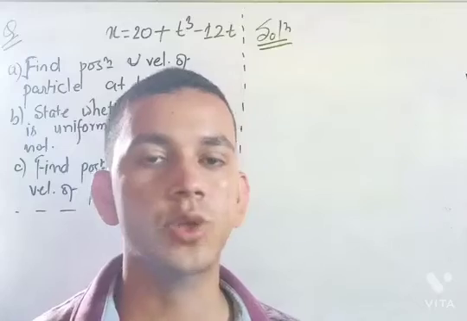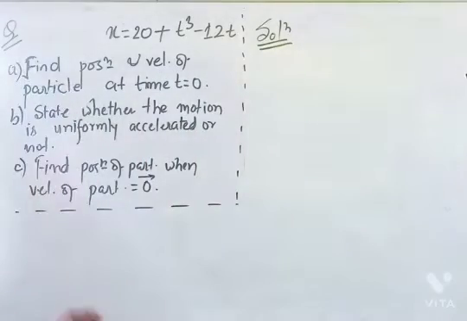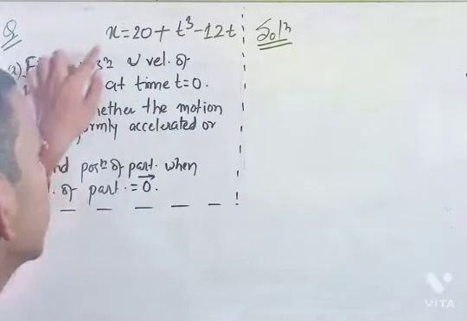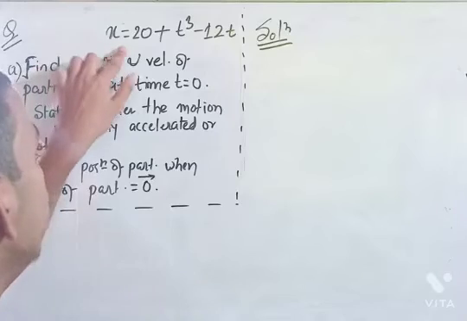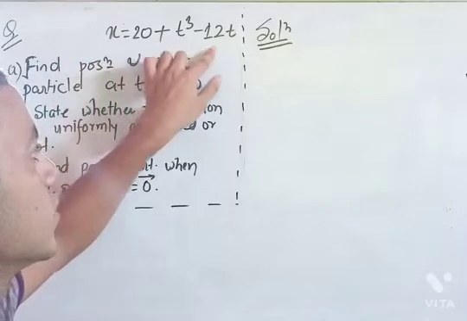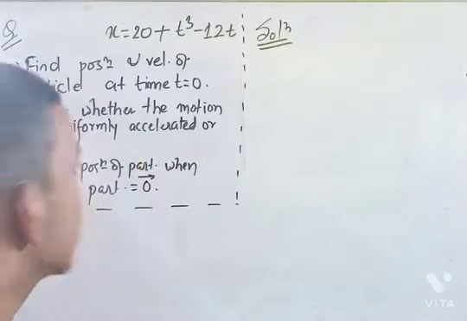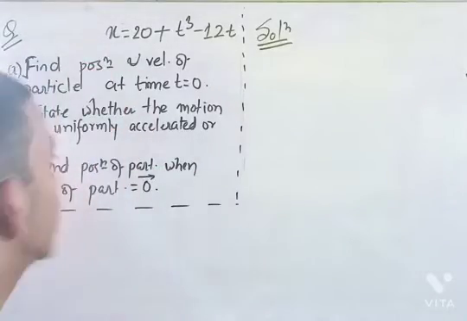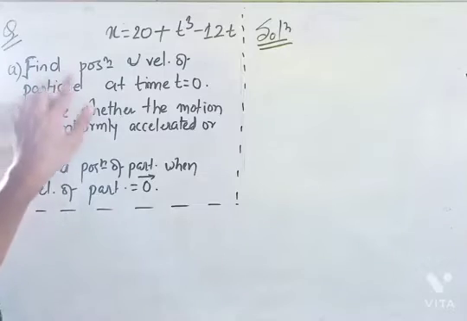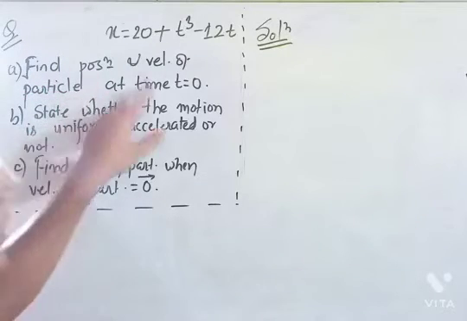Hello everyone, let's solve the next question. The question states that we are given the displacement time equation, which is x is equal to 20 plus t cube minus 12 times t in SI units. The particle is moving along the x-axis and this is the displacement time equation. We have to find the position and velocity of the particle at time t is equal to 0.